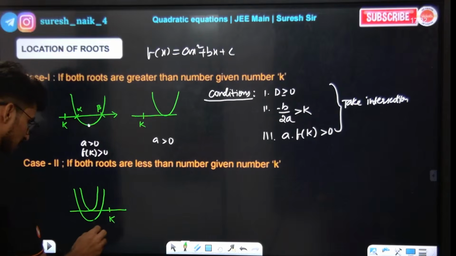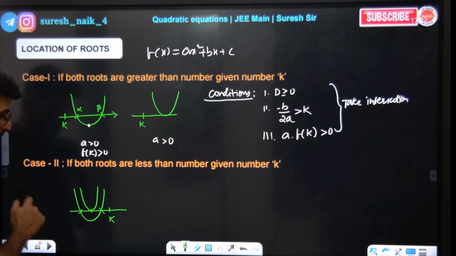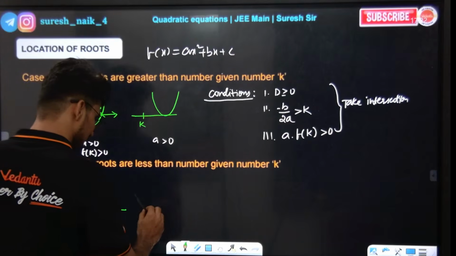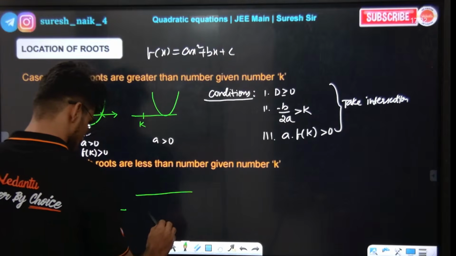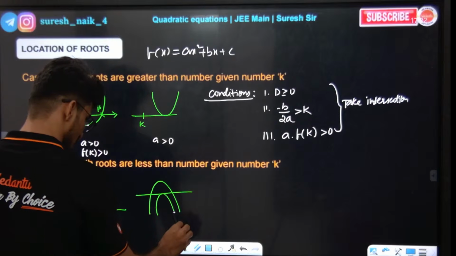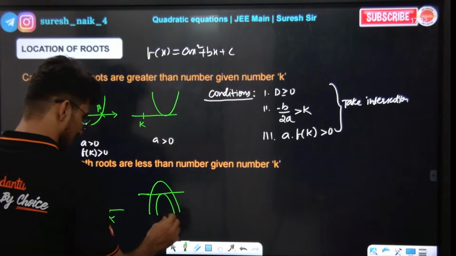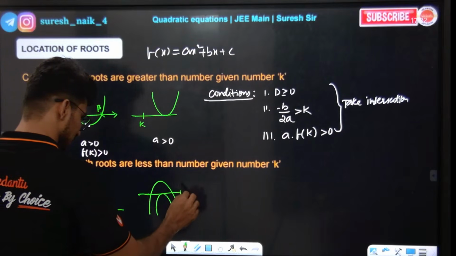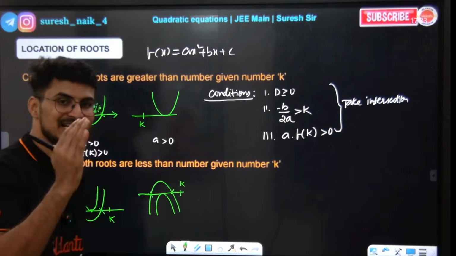Check, both roots alpha and beta are lesser than the number k. Yes or no? Or the graph can be even like this, a downward graph. Okay, so tell me, k is basically here, alpha is here, beta is here. So both the roots are lesser than k.